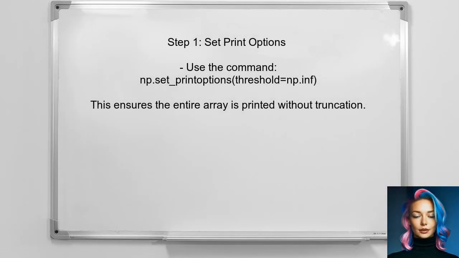To begin resolving the user's issue, we need to ensure that the Numpy array is being printed without truncation. The first step is to set the print options correctly. The user should use the command np.set_printoptions(threshold=np.inf) to avoid truncation.